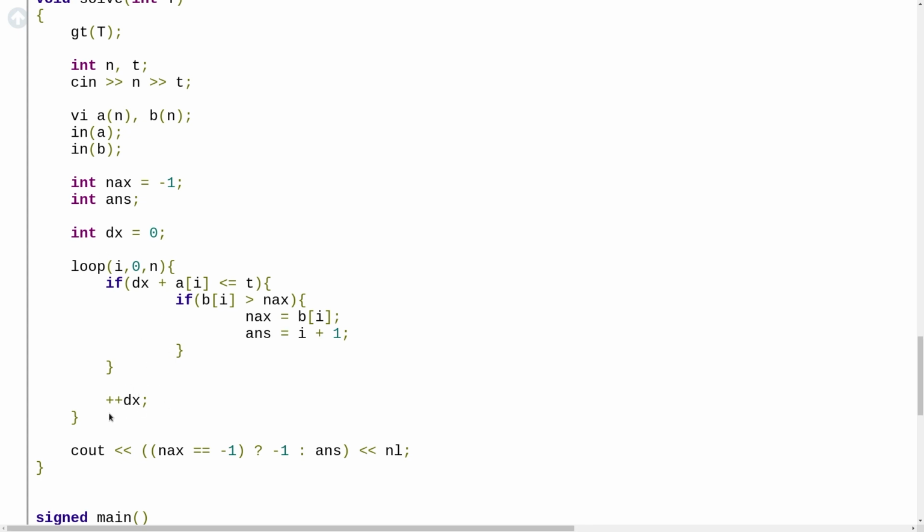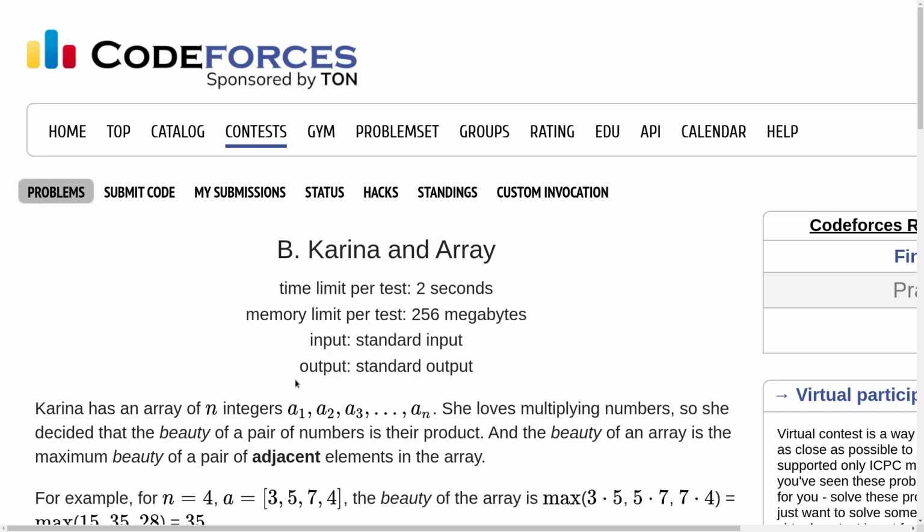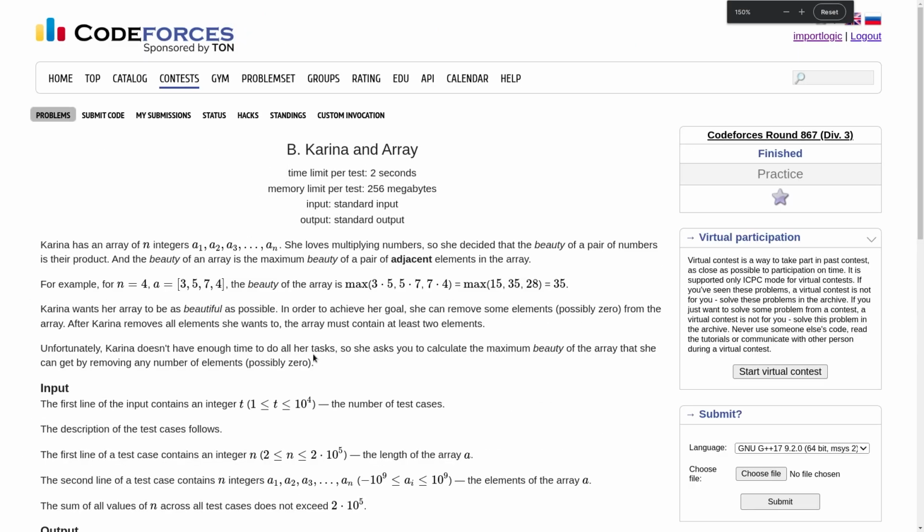Now after this is done, I just increment my value of dx, and for each index I'll update the same. At the end I can check if the maximum value is still -1, that means there was not even a single show I could afford to watch, and in that case I'll print -1, otherwise I print my answer value, right? So this would be the solution for the first problem. Now moving on to the second problem.